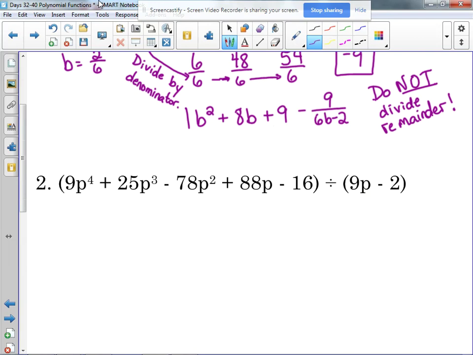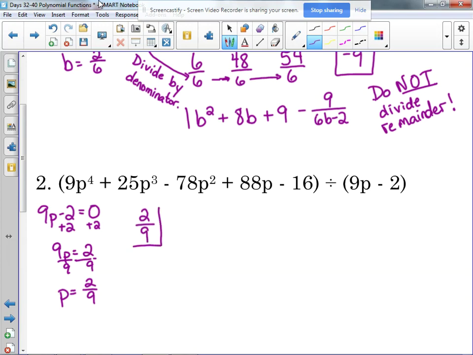So number 2, it's in order. It's in standard form. P to the 4th goes first. We've got p cubed, p squared, p, and the constant. So we're not missing anything. Let's take 9p minus 2, set it equal to 0. Add 2 to the other side. Divide by 9. Don't have to worry about not reducing here because 2 over 9 doesn't reduce anyway. List our coefficients: 9, 25, negative 78, 88, negative 16.